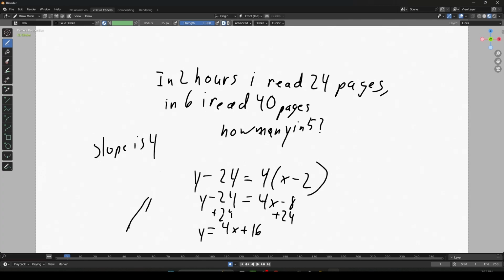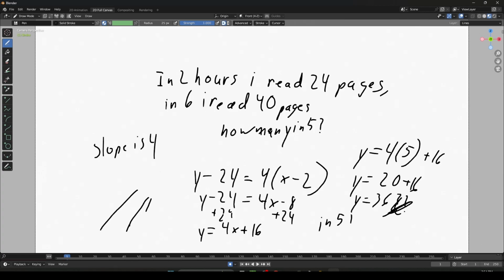So, yeah, it follows a straight path. Linear. So, now we just plug it back in. X is hours. So, in 5 hours, y equals 4 times 5 plus 16. y equals 20 plus 16. y equals 36. In 5 hours, I read 36 pages.